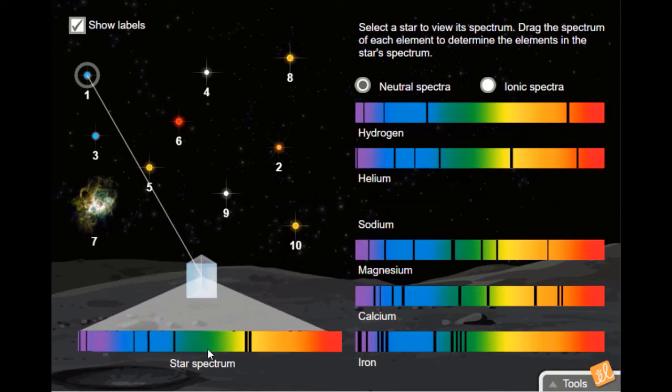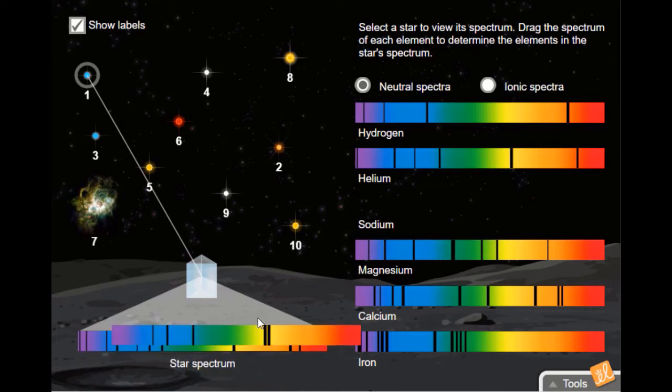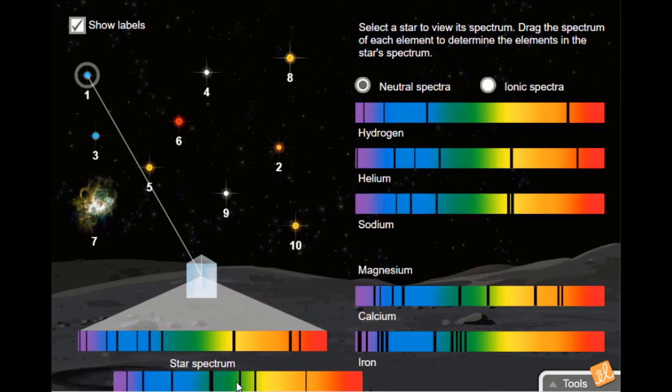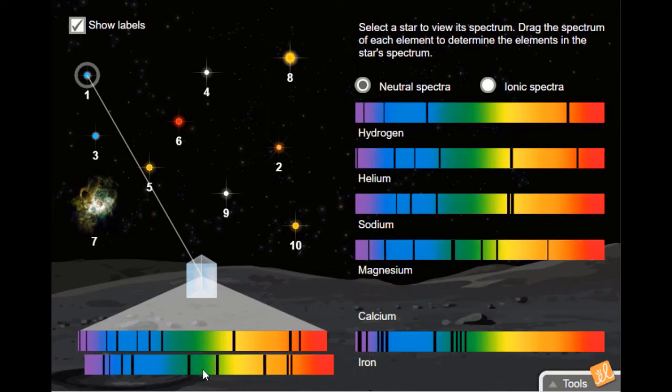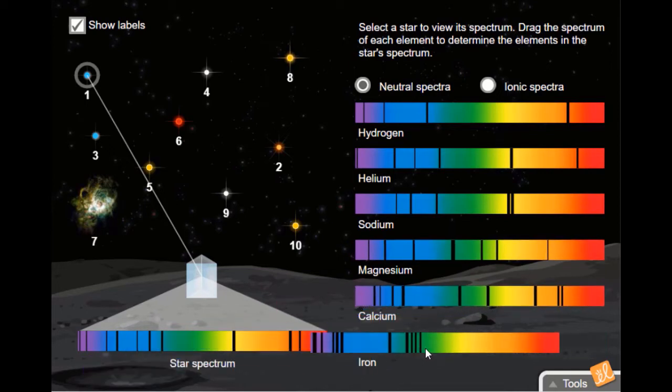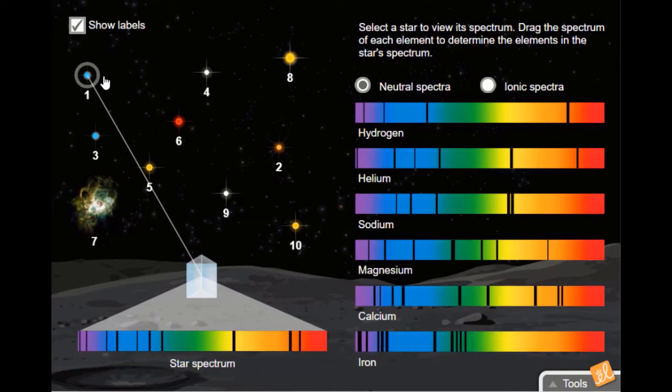But when we grab the sodium bars, we see that when we line them up, they do not line up. So sodium is not present. Magnesium is not present. Calcium is not present, and you can guess iron is not present either. Okay, so we can confidently say that in star number 1 we have hydrogen and helium present, but none of these other ones. Don't forget to also check the ionic spectra though.